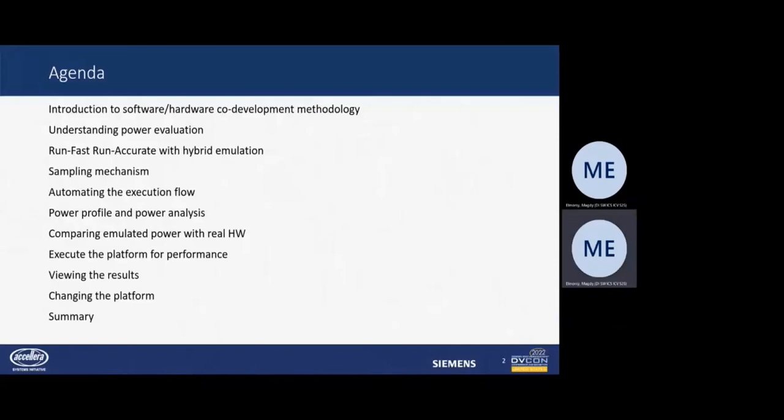Here is a list of items in our agenda. First, I'm going to make an introduction about the software, hardware co-development methodology we are adopting. Then I'm going to talk a little bit about the power dissipation in general in digital circuits and how to evaluate it. Then I'm going to talk about what we call our run fast, run accurate mechanism for hybrid emulation.